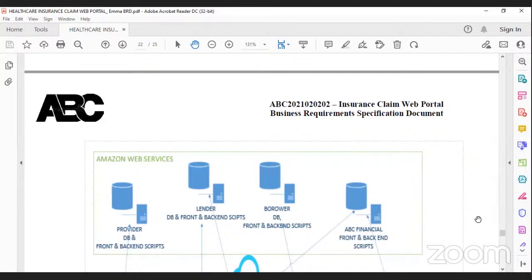I fully get it when you put that green rectangular box over there. I understand the architecture from a different level of how the database from maybe the provider, the lender, the borrower, ABC, etc. That layer in there tells me that we basically have the same database infrastructure.